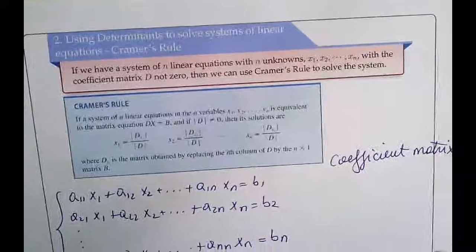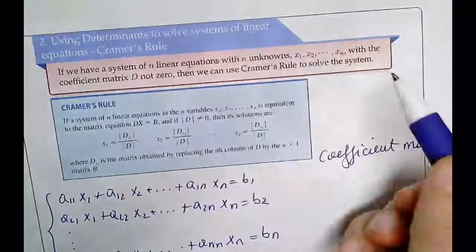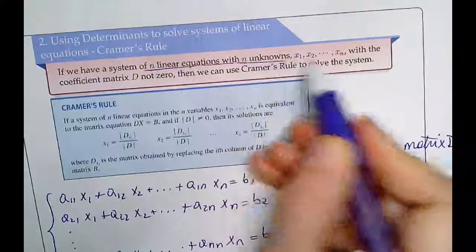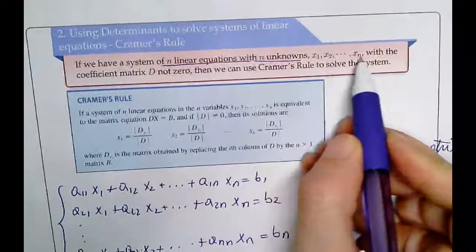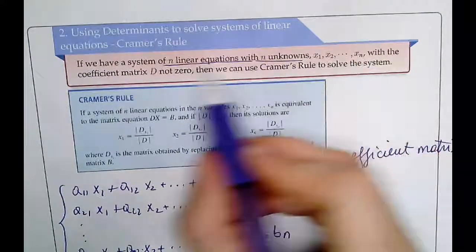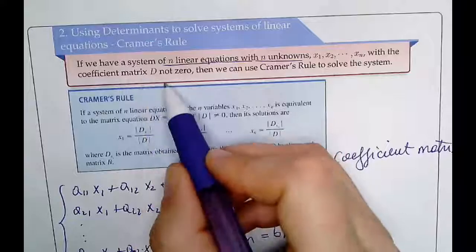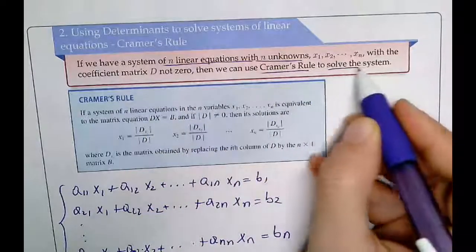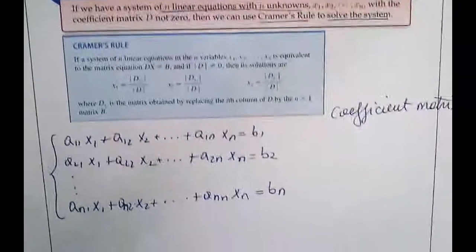All right, so let's see how to use determinants to solve systems of linear equations. If we have a linear system of n equations with n unknowns, so my unknowns are x1, x2, xn, and the coefficient matrix D has a nonzero determinant, then we can use what we call Cramer's rule to solve the system. So first, let's look at the setup.